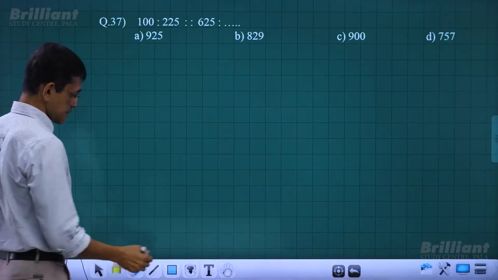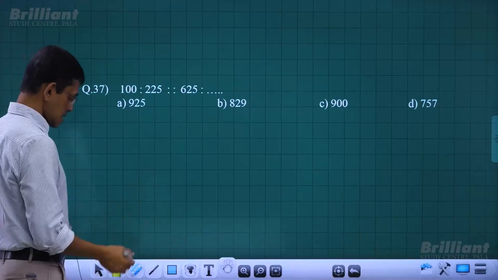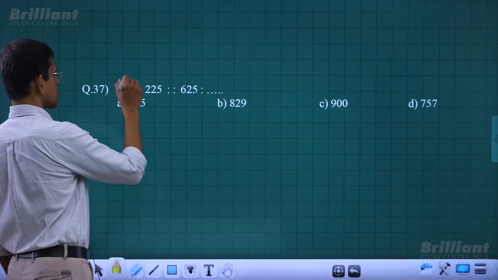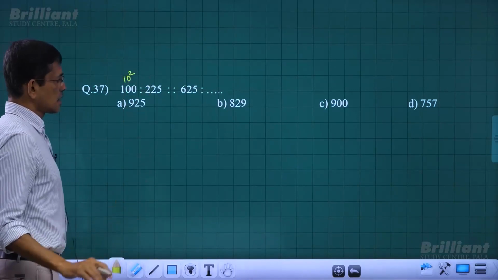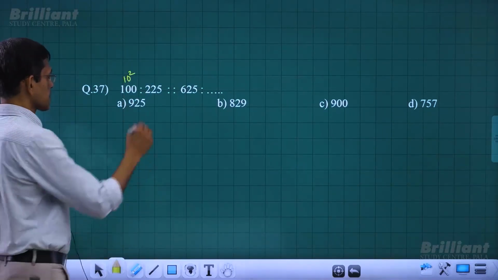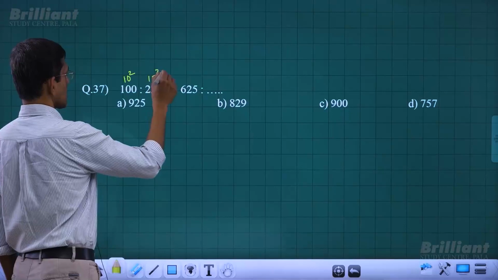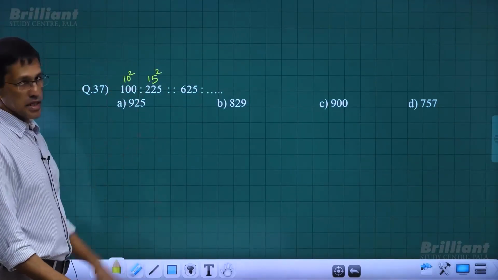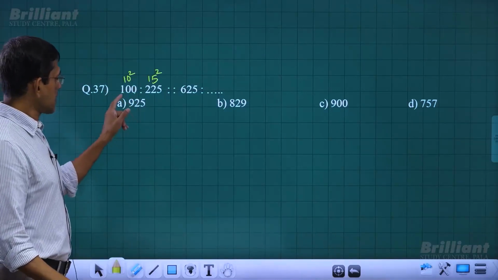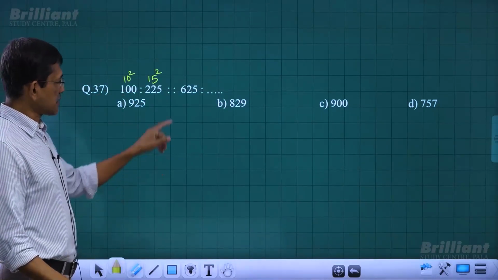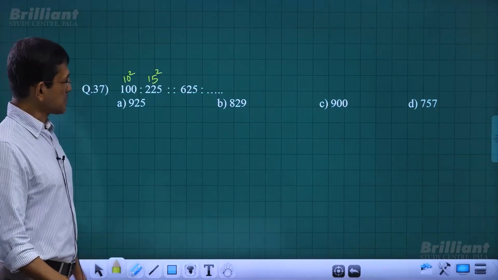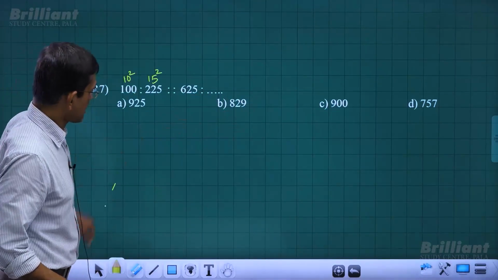Number 37. This is an analogy question, number analogy. 100 and 225. 100 is what? 10 square. Everybody knows. 100 and 225, 15 square. So you can take either the difference or the square pattern, it doesn't matter. So 100 and 225, what is the difference? 125 is the difference. 625 plus 125, well, 750 would be the answer in that case. We don't have the answer 750.